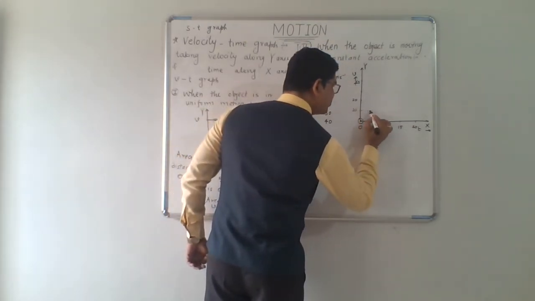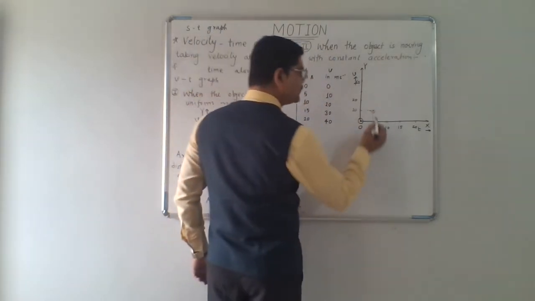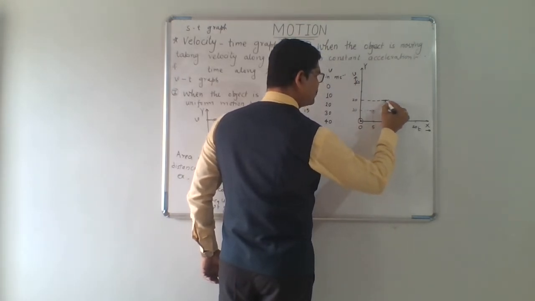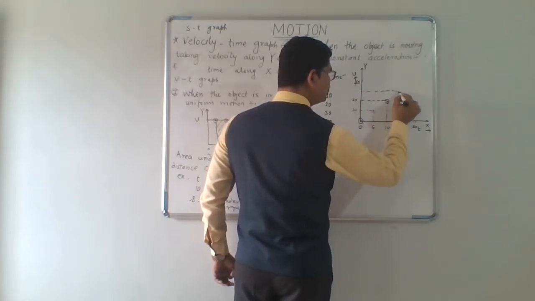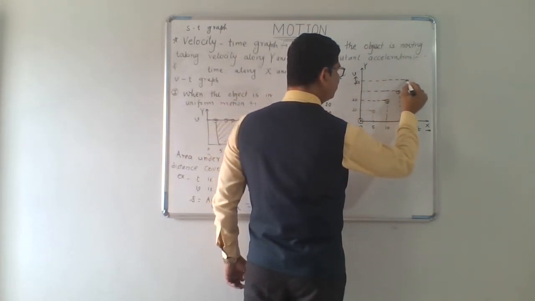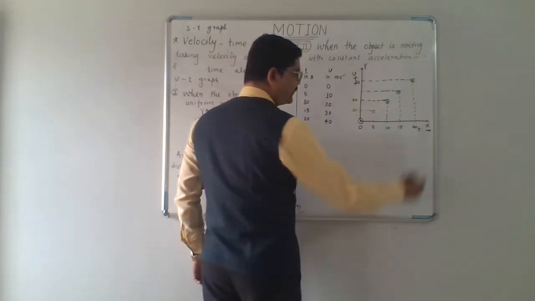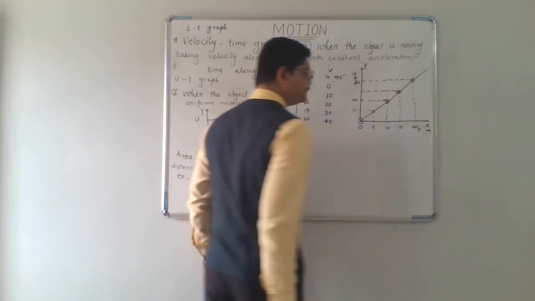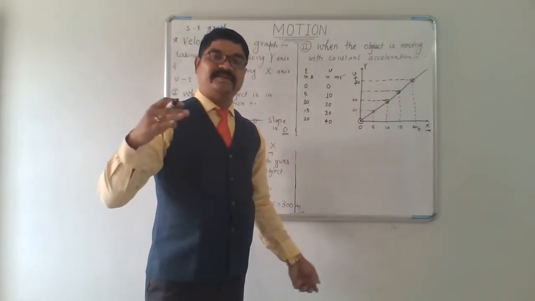The first point will come somewhere here, 5, 10. Second, 10, 20. Third, 15, 30. And the fourth point here. If all the points are joined, they will appear as a straight line. This is a graph similar to the uniform motion ST graph.